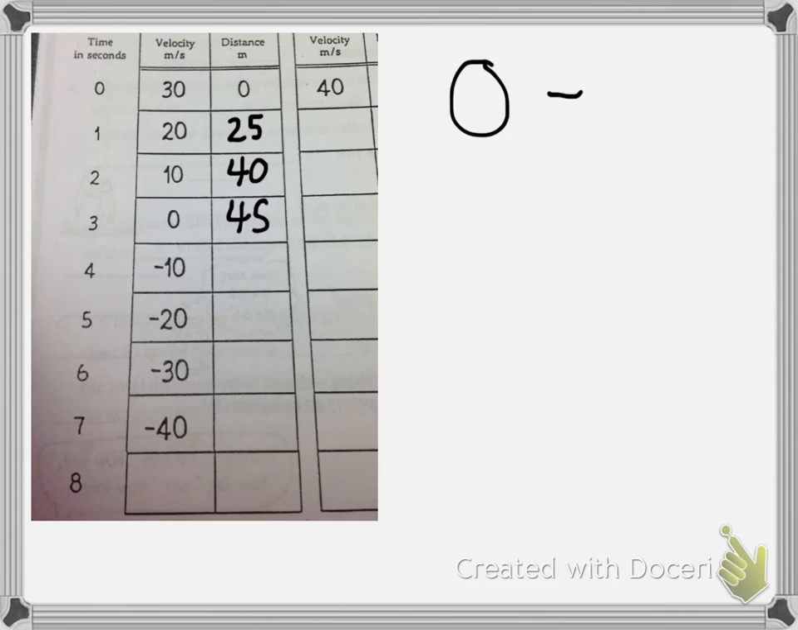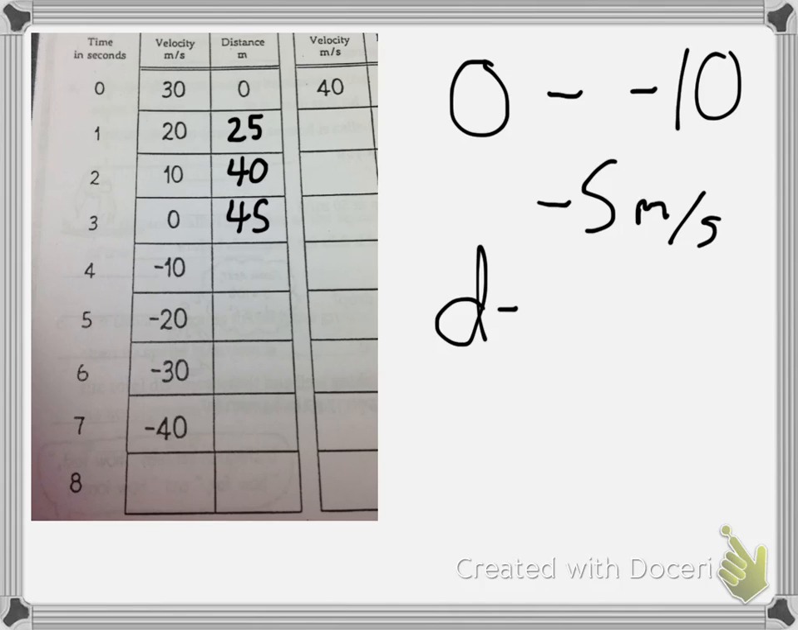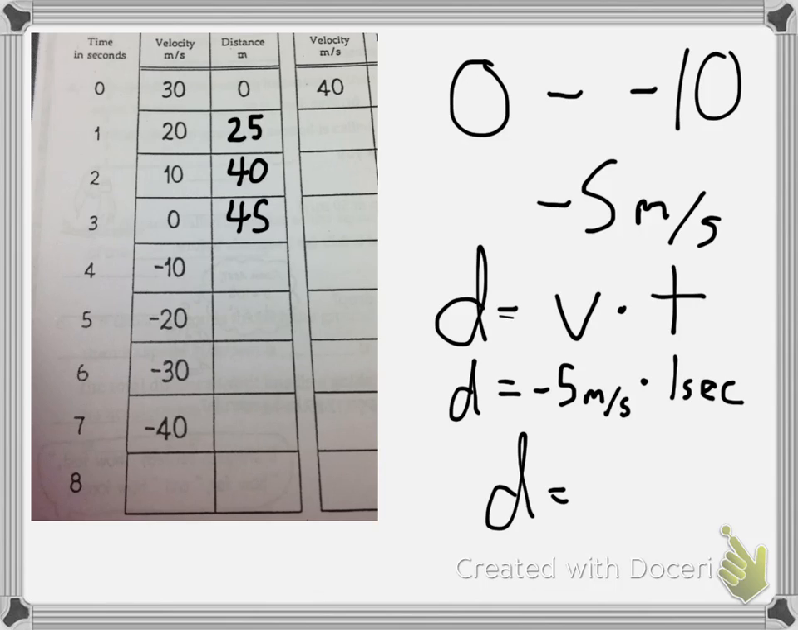And then we start heading back down, so it goes from 0 to negative 10 meters per second, which would give us an average of negative 5 meters per second. We use our equation, which of course is really easy since it's always times 1, and we find we travel negative 5 meters, which means we would subtract that, right? Now we're headed back down from our highest point above the cliff, and that would give us 40 meters.